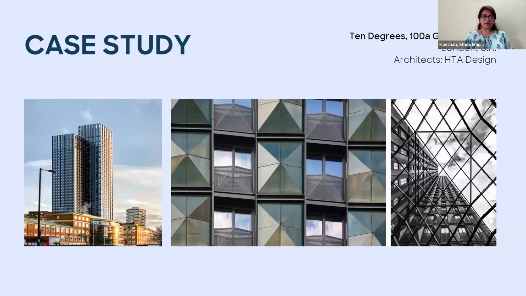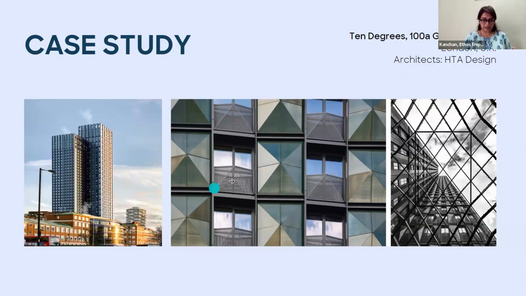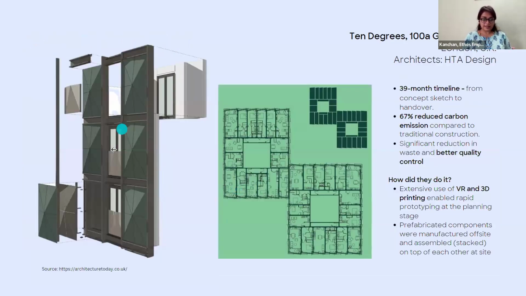So we are quickly going to look through a case study. This is called 10 Degrees, 108 George Street in London, UK, and it is designed by HTA Design. You can see there's this repeating facade that is going on here, and it is composed of these diamond-shaped elements. So this part is the facade, and you can see there's a small Juliet balcony peeking through. And this is how it all comes together, right? You can see the system, how it is being attached.